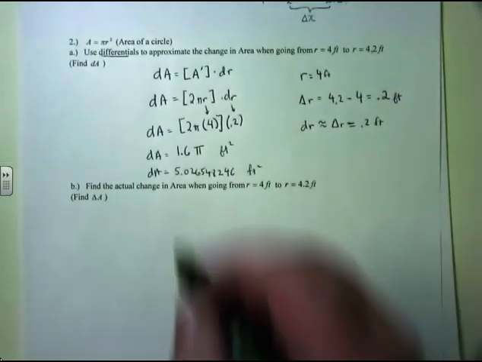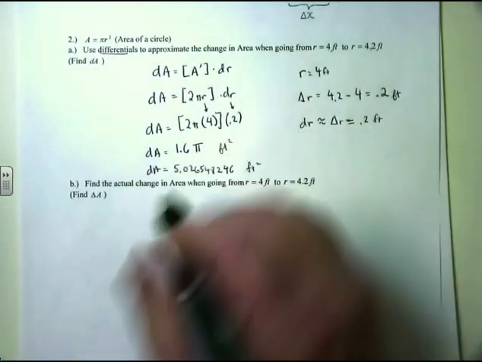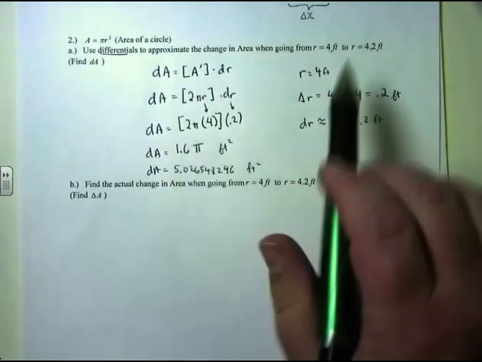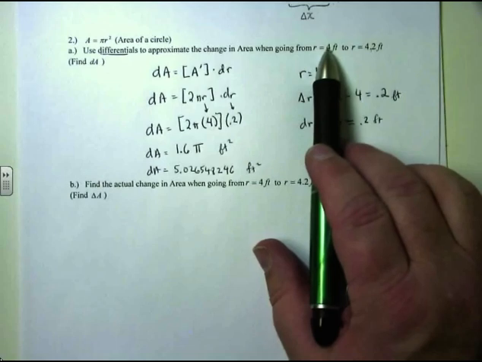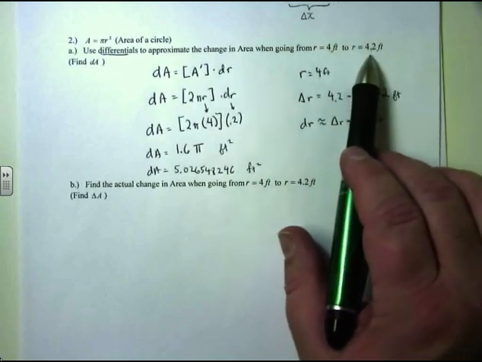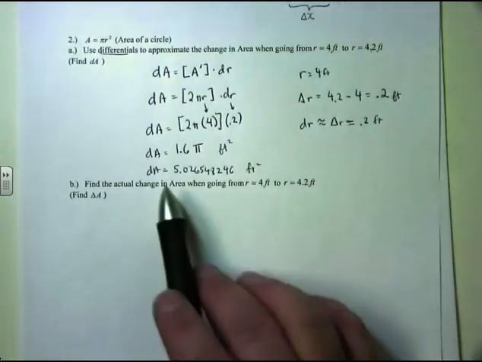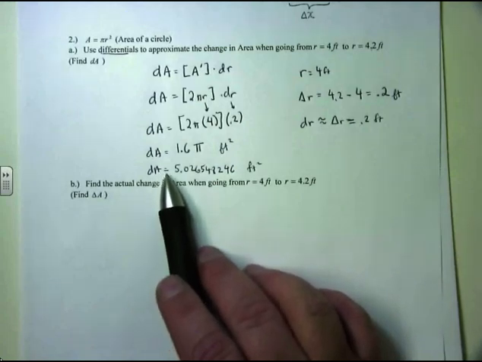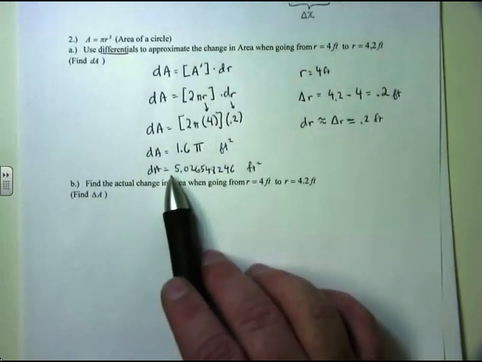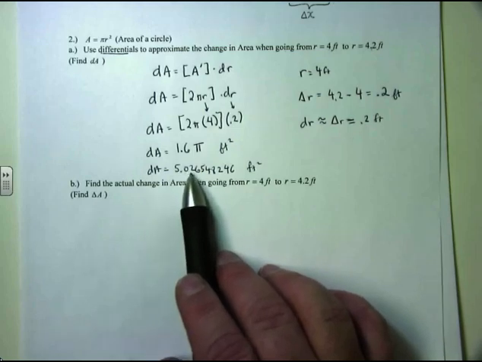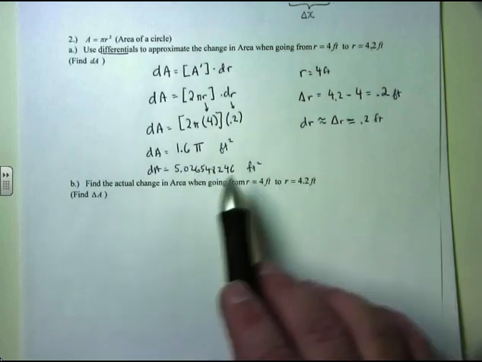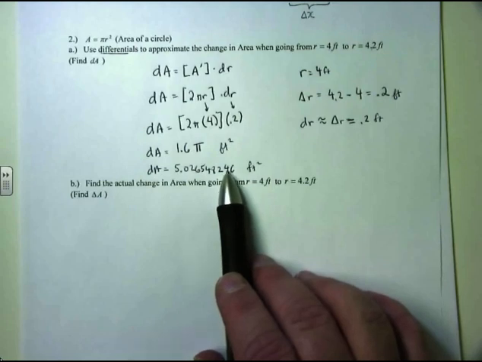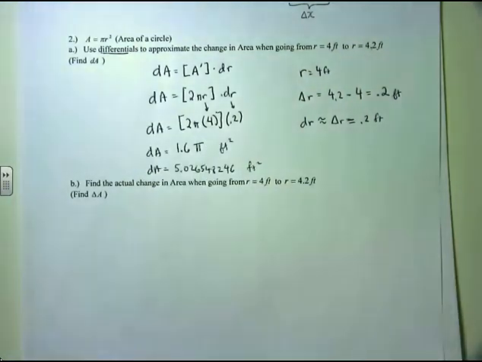So, in other words, if I've got a circle and I went from a radius of 4 feet to a radius of 4.2 feet, so it expanded, got bigger, that would have an approximate change in area from going from 4 to 4.2 feet of 5.026 feet squared. That's how much extra area approximately you would have. This is what the differential does for you.